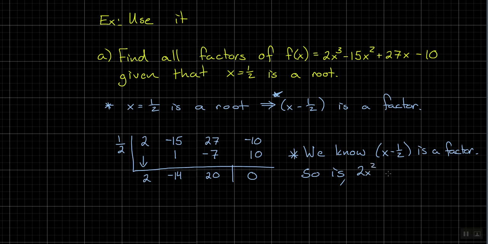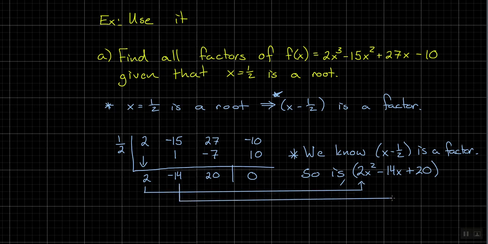2x squared minus 14x plus 20. And I'm going to put parentheses around it for now. Notice, if you're struggling with this and going like, what? Here's the numbers. We just kick down a power, and we start counting down. There's where they come from.